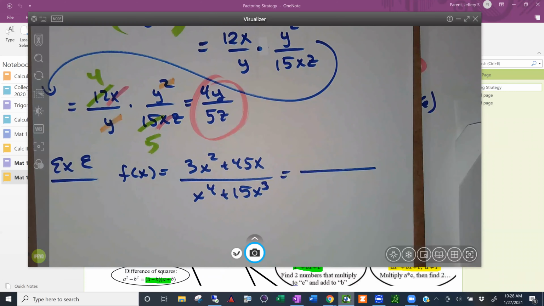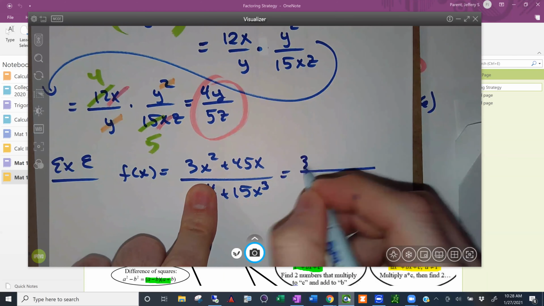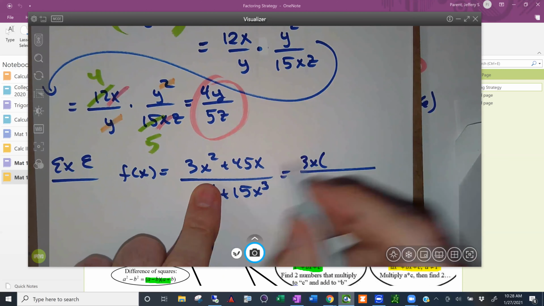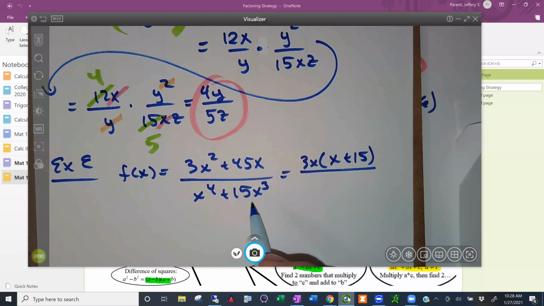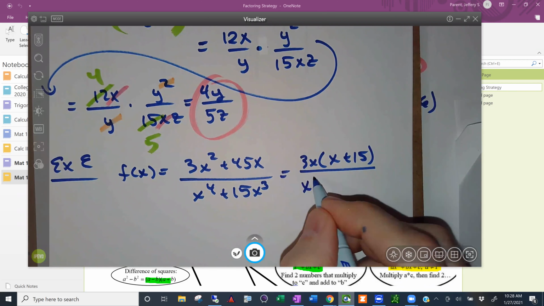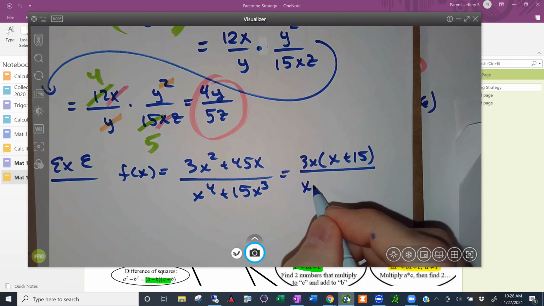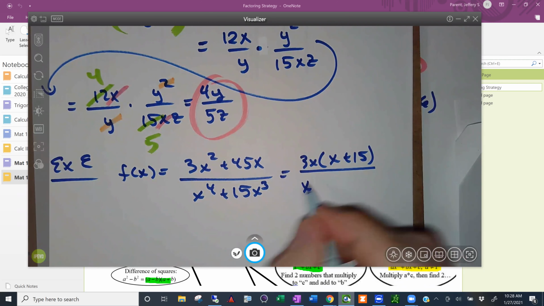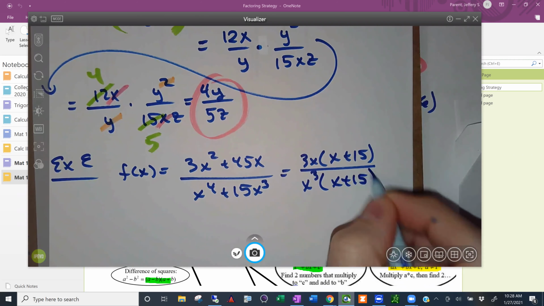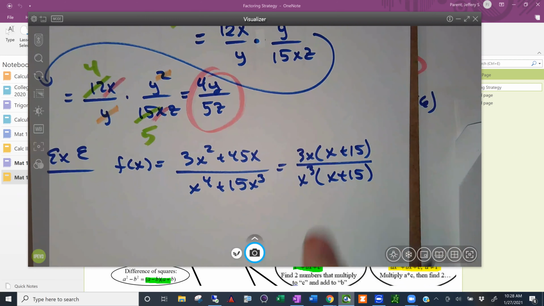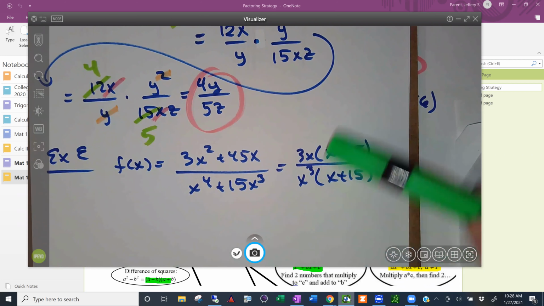So there is a GCF in the numerator. It's 3x, which leaves behind x plus 15. In the denominator, there's also a GCF. What is that GCF? Would it be x squared? X squared is a common factor, but you can actually take one more out. X cubed. So x squared is not wrong, but if you want to take out the greatest common factor, it'd be x cubed. Now, these do cancel.